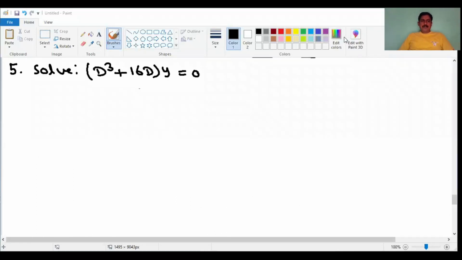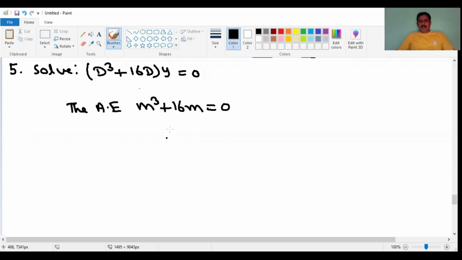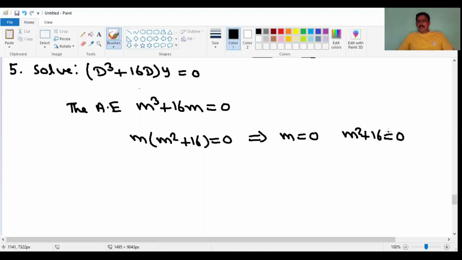The next problem is: solve D cube plus 16 D into y equal to 0. It is also in the form of a differential operator. Directly we can write the auxiliary equation, m cube plus 16m equal to 0. If you observe, there is a common factor m. I have taken out m into m square plus 16 equal to 0, which implies either m equal to 0 or m square plus 16 equal to 0.